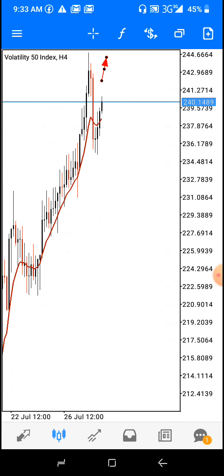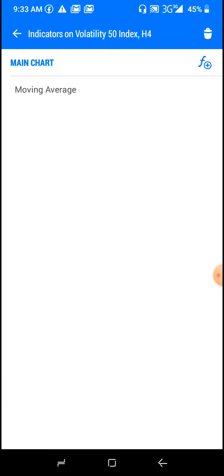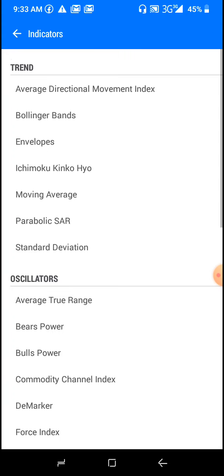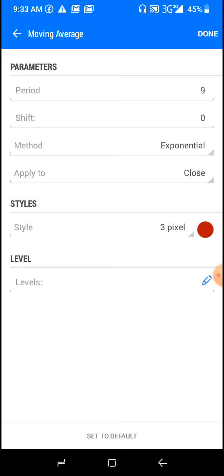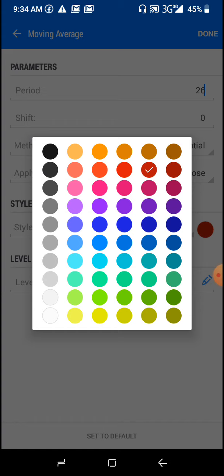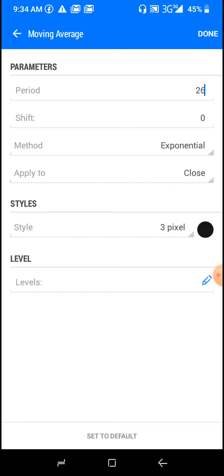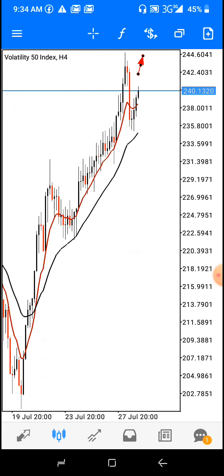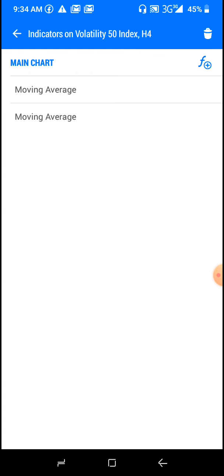Now we're going to go back again to the function, and on the main chart we are still going to put our moving average. This time I'm going to put the 26 exponential moving average. The shift is 0, the method is exponential, apply to close, and the style still maintains 3 pixel, but the color we're going to change this time around to black.